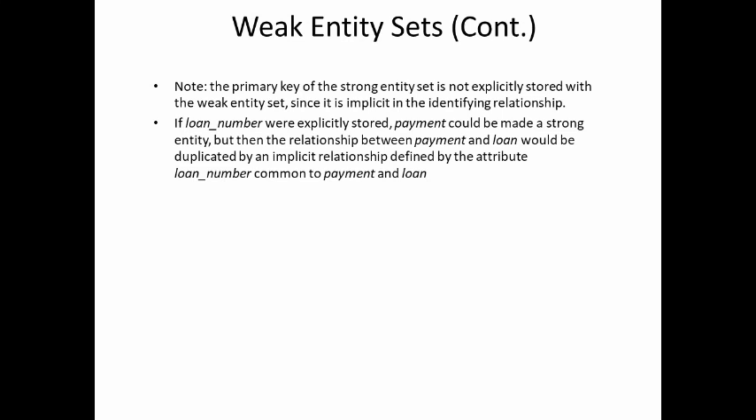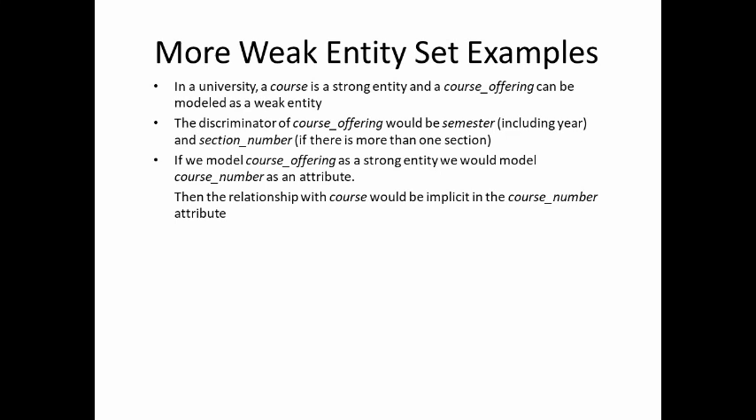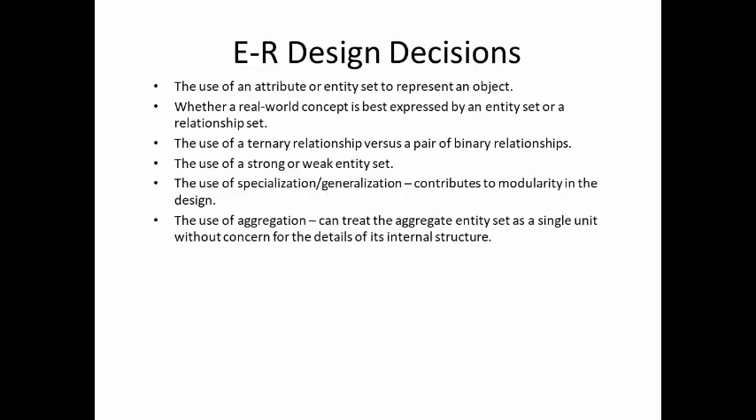So a long number exists because there is a payment that has to be made. That's basically what we are now referring to as that weak entity.